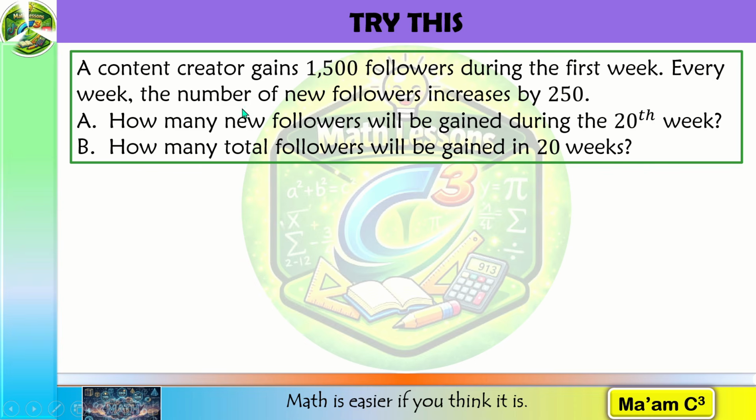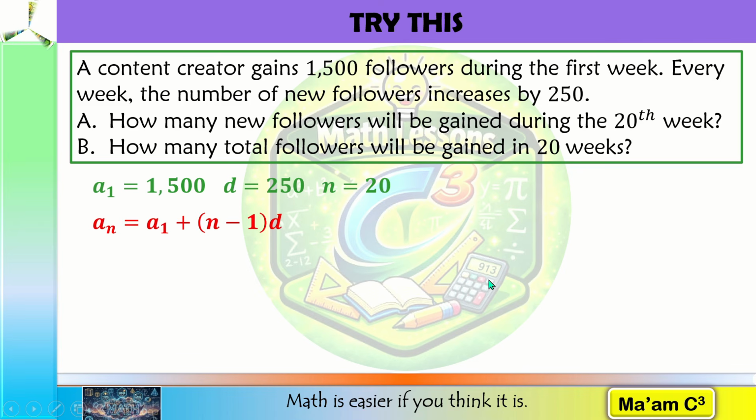Our a sub 1, the content creator gains 1,500 during the first week. So our a sub 1 is 1,500. Every week, the number of new followers increases by 250. So the common difference, d, is equal to 250. We are asked to determine how many followers will be gained during the 20th week. So our n is equal to 20. So we're going to use the formula for finding the nth term. Our a sub n would be a sub 20.